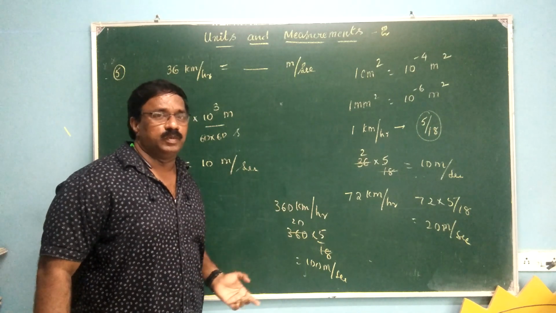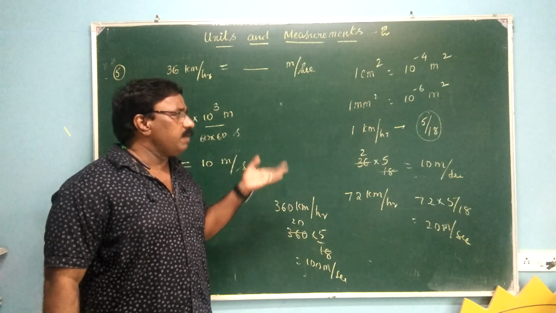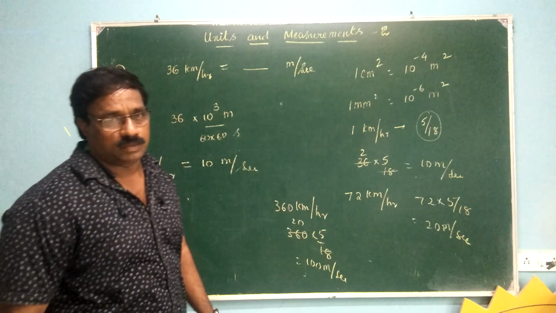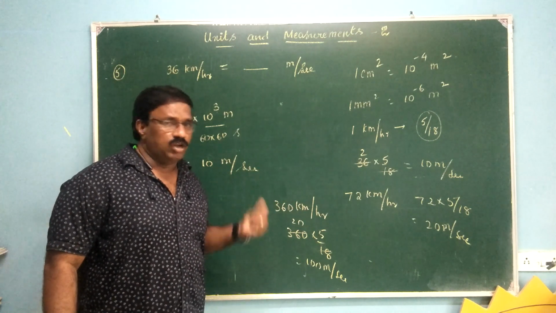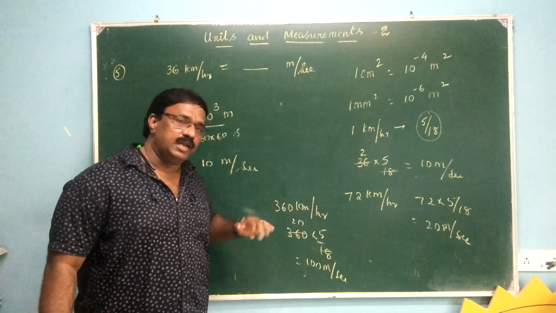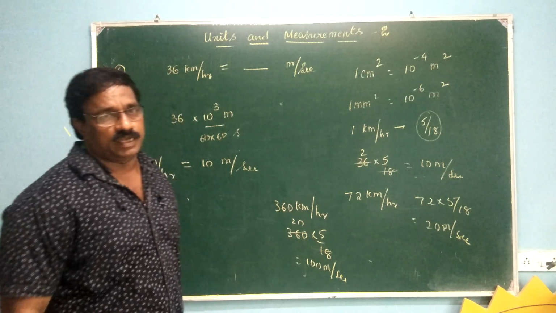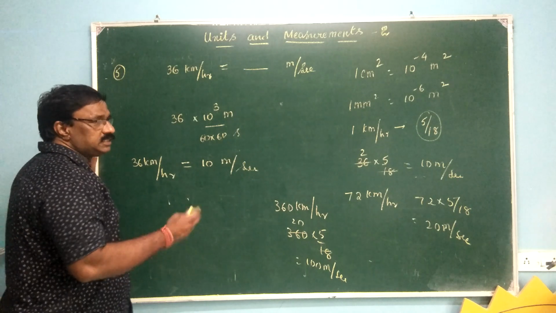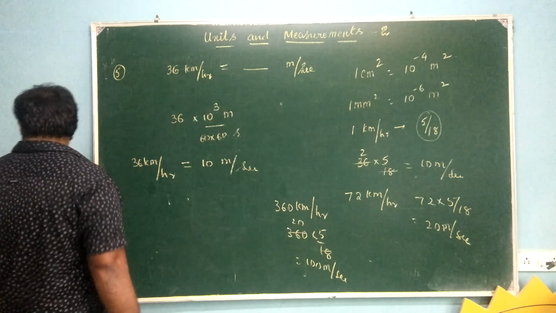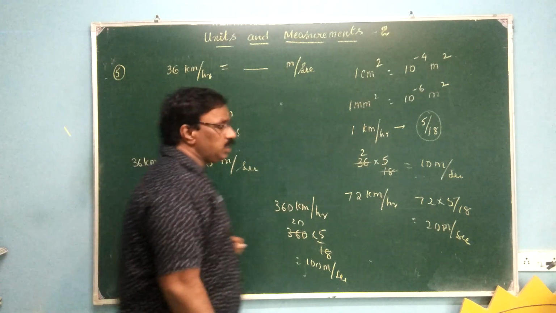Reverse is also possible. If meter per second is given, multiply with 18 by 5, you get kilometer per hour. If kilometer per hour is given, multiply with 5 by 18, you get meter per second. And one more important factor: gram per cc to kilogram per meter cube. This is also very important. Students used to remember this.